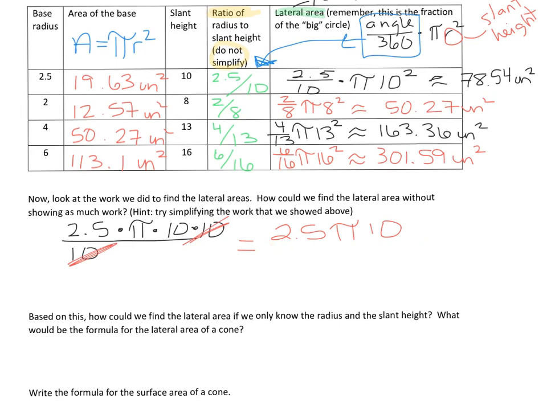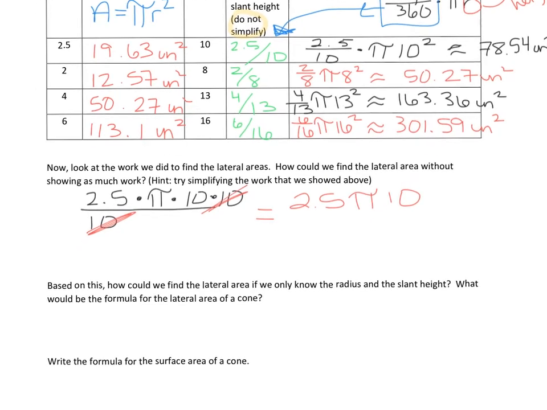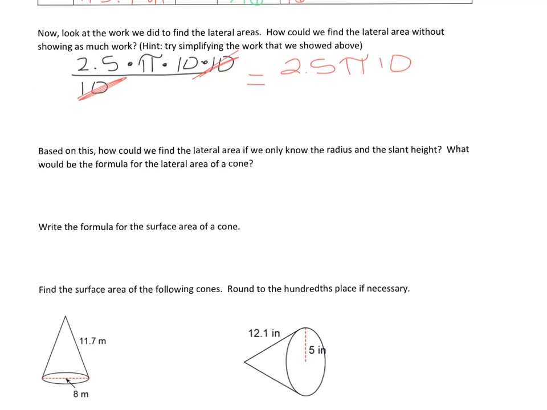So I'm going to give you just a moment to skip down to this next question. Based on this, how can we find the lateral area if we only know the radius and slant height? I want you to actually write down a formula for finding the lateral area. It should look something like lateral area equals, and then I want a formula, meaning only letters or symbols, no actual numbers other than pi, but you're using this symbol for pi. Pause and write a formula for me.